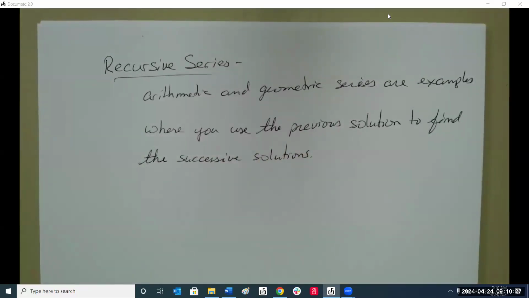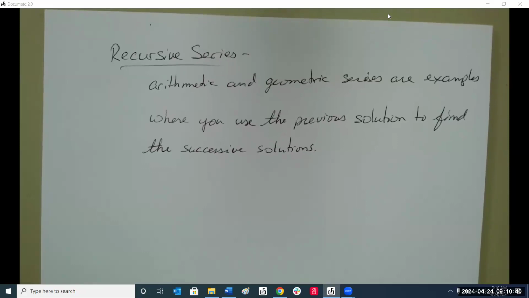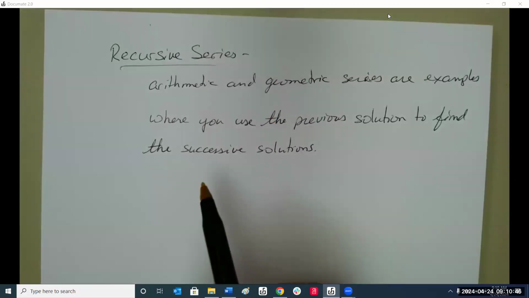Arithmetic, you have a common difference, so you just keep on adding that same number to the previous one. And geometric, you keep on multiplying the previous one to get the next one, and keep on multiplying. And sometimes you may have some that are neither arithmetic nor geometric, but are recursive.